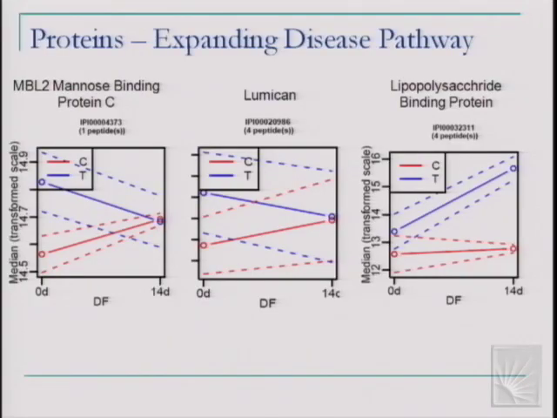MBL2, you can see, has slightly higher levels. This is looking at a protein level view of the data. It has slightly higher levels at day 0. These patients, if you look at them, they look the same clinically as those with control. This is the median value across that protein or peptide. Lumican appears to have slightly higher levels at day 0 than day 14. And then lipopolysaccharide binding protein has slightly higher levels at day 0 as well, but then a very significant increase at day 14 for this protein.